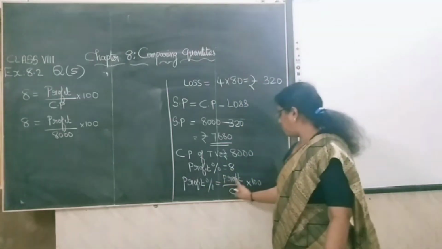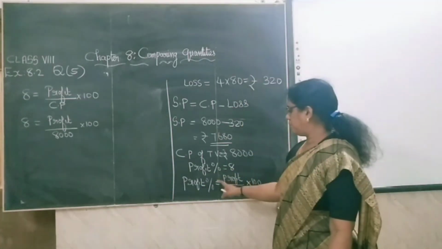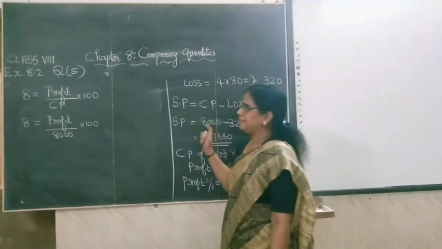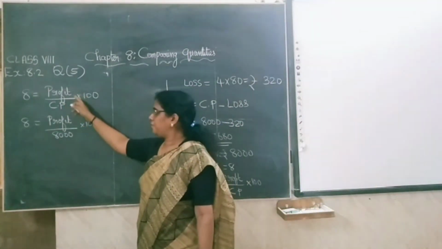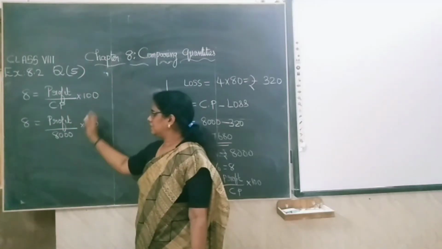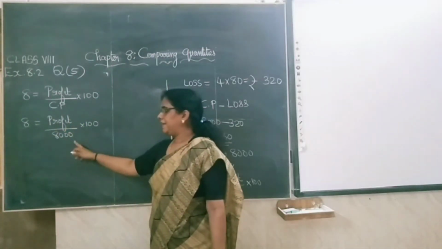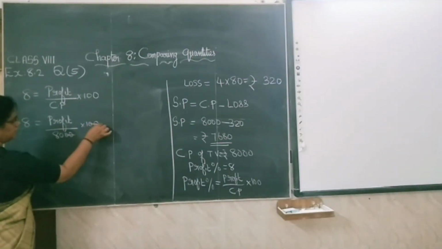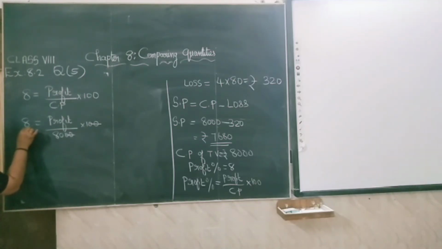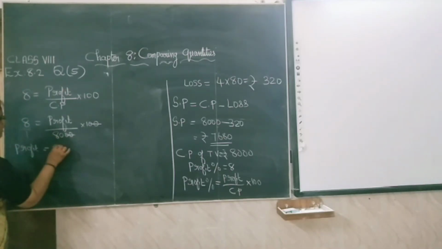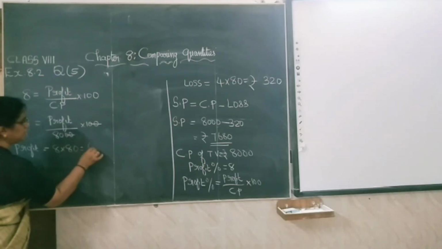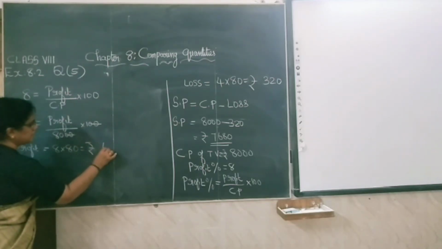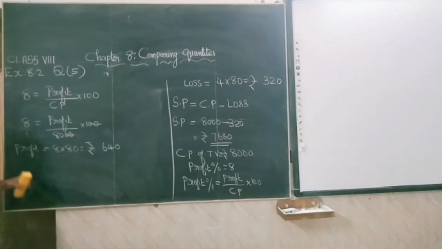Here profit percentage is profit by cost price multiplied by 100, and profit percentage is given in the book, that is 8. Therefore 8 equal to profit by cost price multiplied by 100. That is 8 equal to profit by 8,000 multiplied by 100. Now we can simplify this. These two zeros you can cancel. Then from this, by doing cross multiplication, we can write profit equal to 8 multiplied by 80, that is equal to rupees 640. That is the profit.